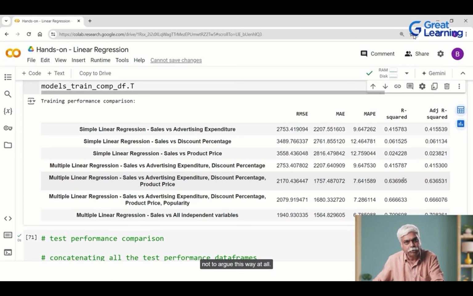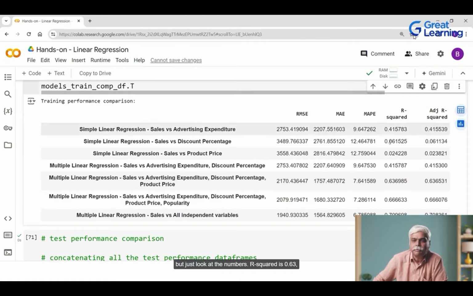Or you may choose not to argue this way at all. Maybe you think this is spinning wheels. But just look at the numbers. R square is 0.63 and now my RMSE has gone down from the range of things like 2,700 to 2,100. By adding a variable like popularity, I can now increase that to 0.66 or 66%. By adding all variables, my R square can go up to 70%. My MAPE can come down to 6.7%. My RMSE can come down to less than 2,000.